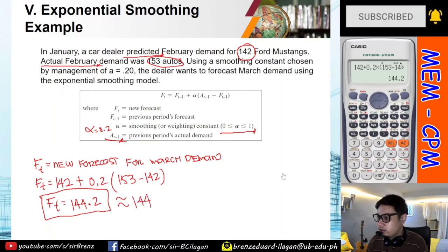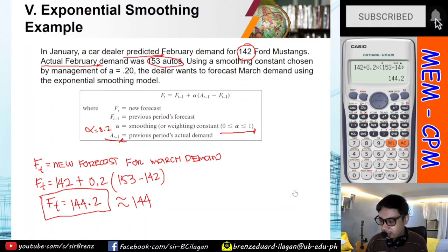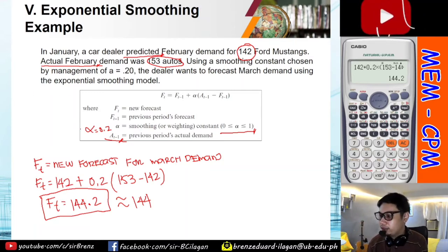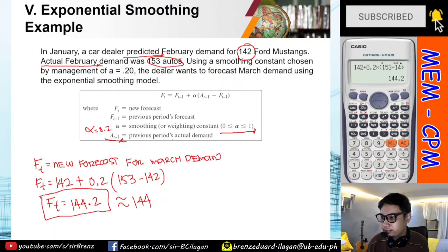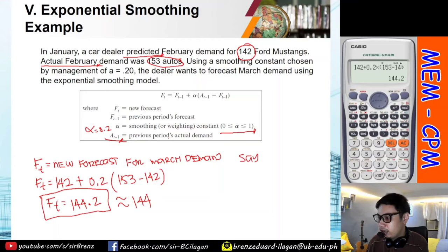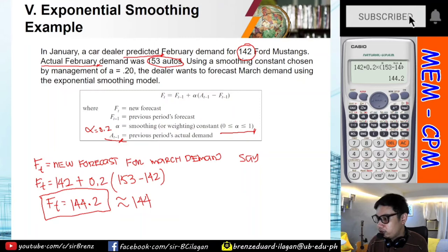So, using just two pieces of data, the forecast and the actual demand, ayan nga, limited lang yung data natin, pero nakakompute tayo ng forecast for the next month. Okay? So, for example, let's just say na magpalit tayo ng smoothing value. Let's just say na 0.3. Let's just determine kung ano yung mangyayari sa forecast natin.